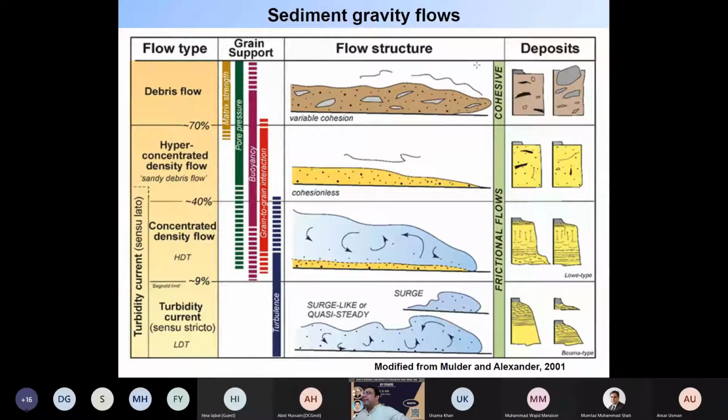Okay, as I mentioned, sediments from the shelf are carried by those sediment gravity flows. There are two main sediment gravity flow end members. One is called turbidity currents, where the turbulence and grain-to-grain interaction is the main depositional mechanism, whereas the other end member is debris flows, where matrix strength is the main depositional mechanism. So turbidity currents and debris flows, just keep it in mind.